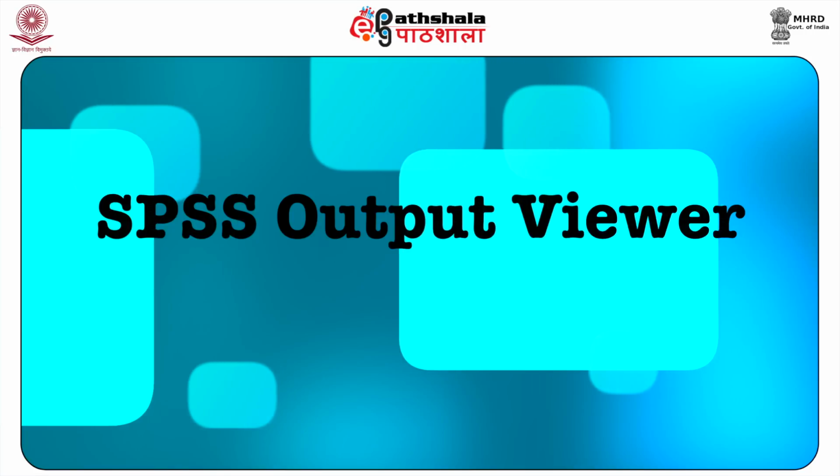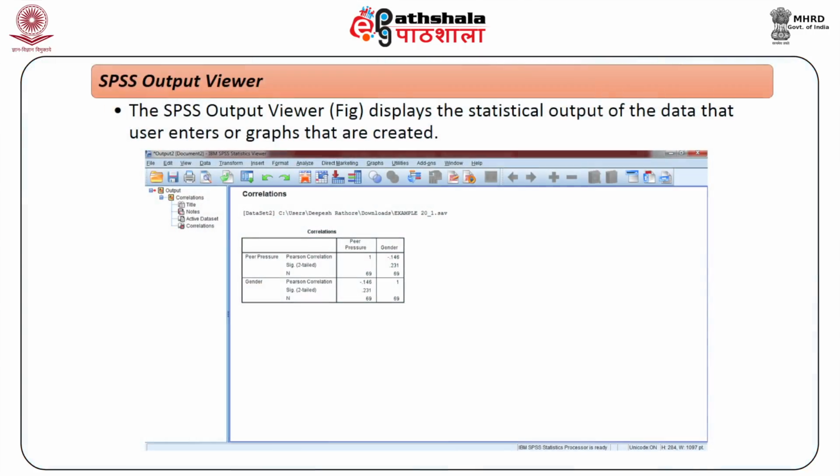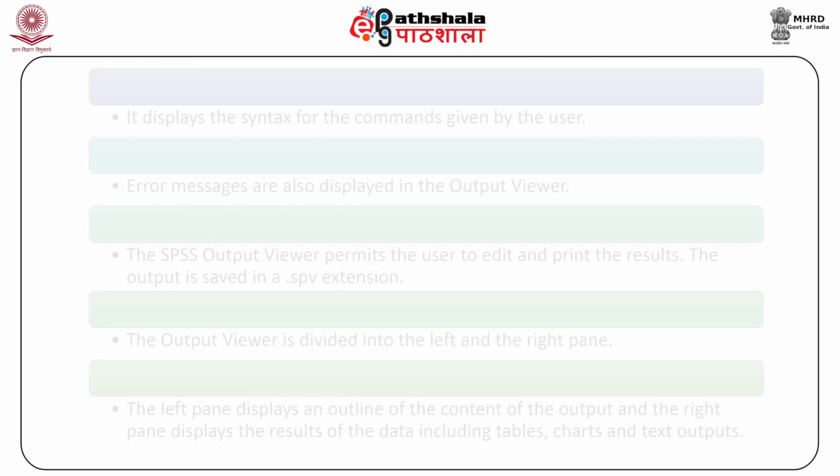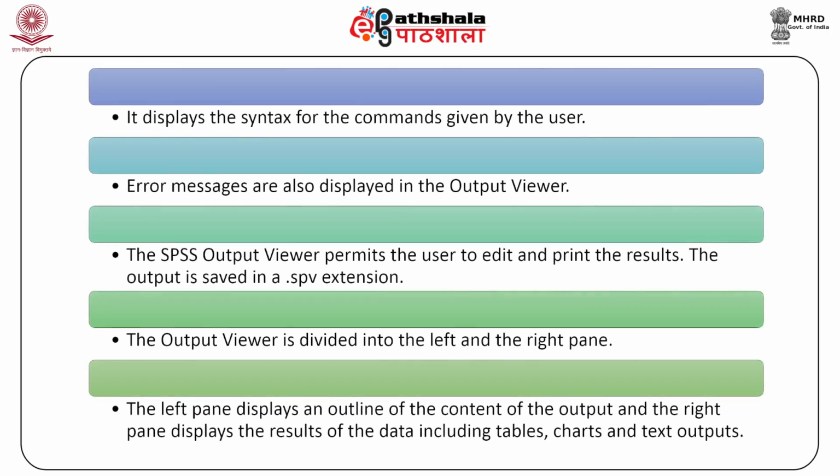SPSS Output Viewer. The SPSS Output Viewer displays the statistical output of the data that the user enters or graphs that are created. It displays the syntax for the commands given by the user. Error messages are also displayed in the Output Viewer. The SPSS Output Viewer permits the user to edit and print the results. The output is saved in a .spv extension.